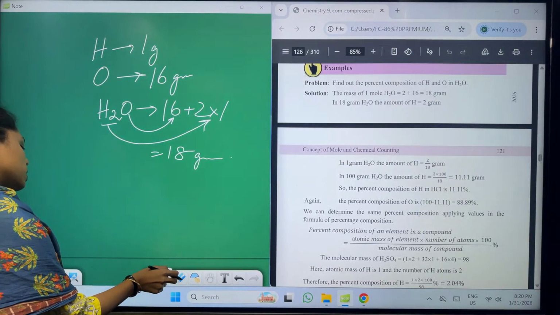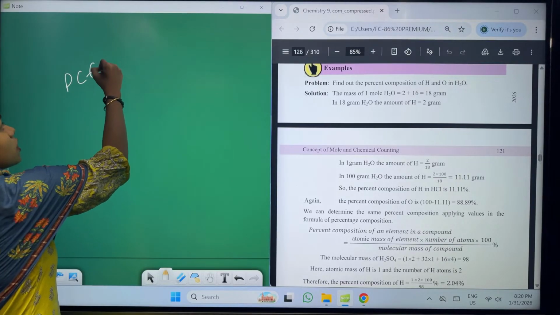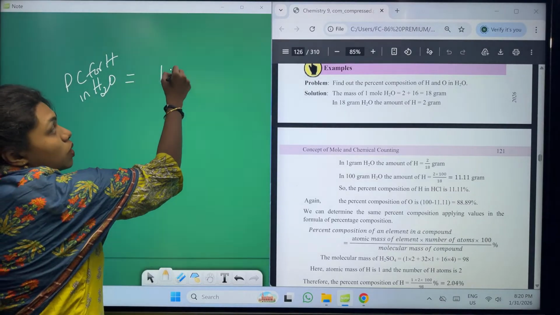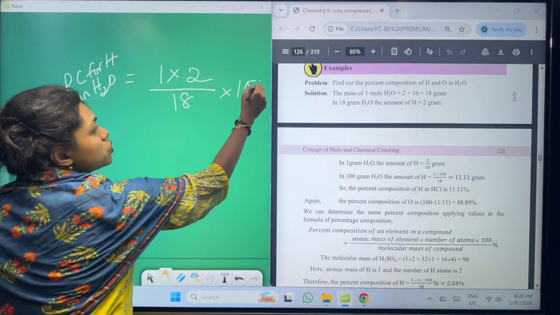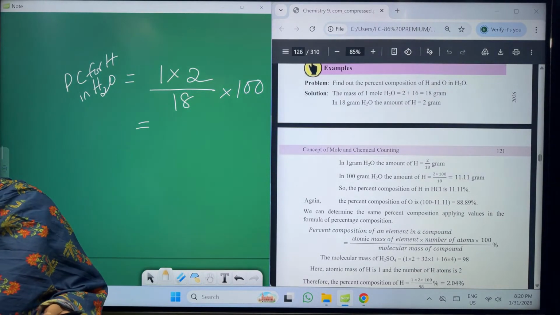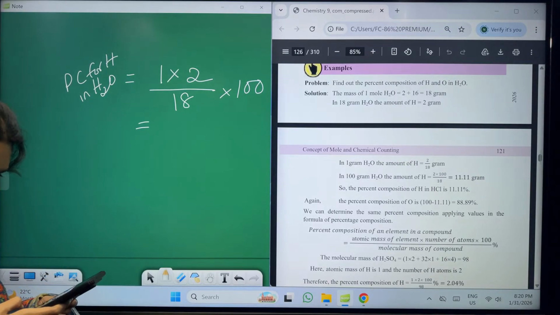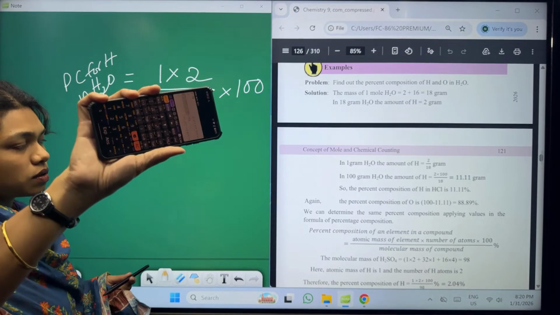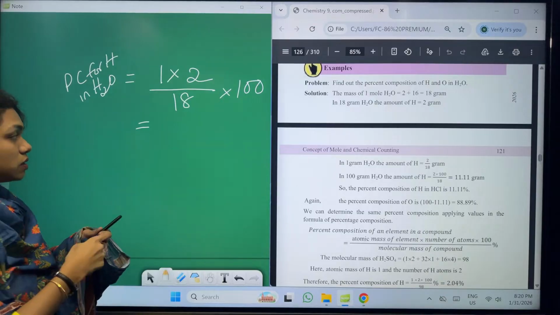So now if you follow the formula, percentage composition for hydrogen in H2O will be what? 1 into 2, there are 2 hydrogen atoms, right? Divided by 18 into 100. 2 by 18 into 100. How much should that give me? 11.11%.